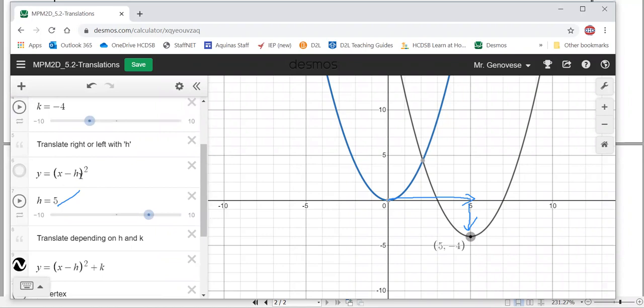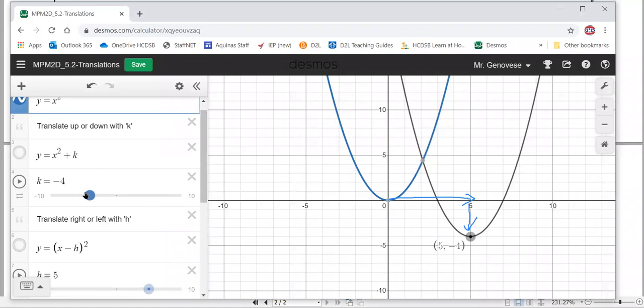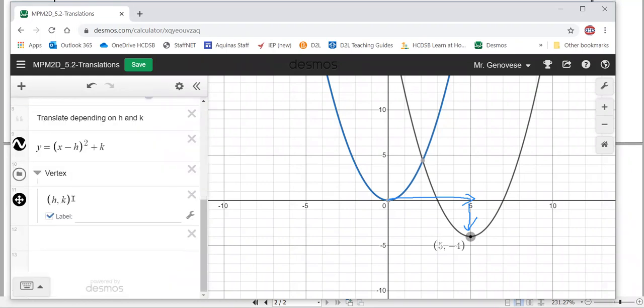Positive 5 makes it move to the right for the h value, and negative 4 makes it move in a downward direction for the k value. So again, the letters here for the vertex are h and k.